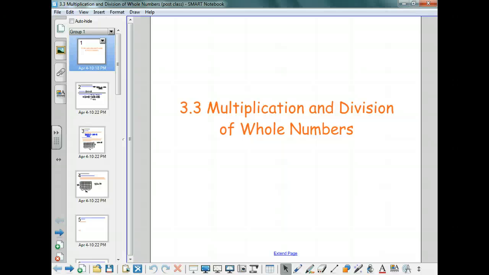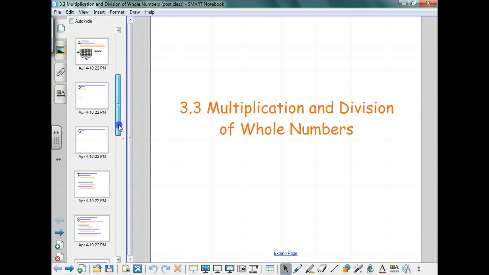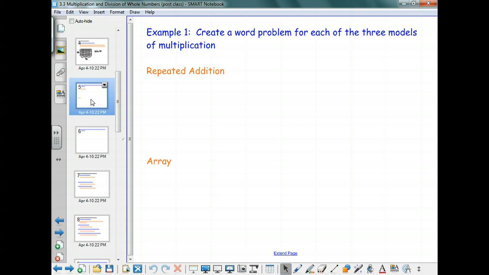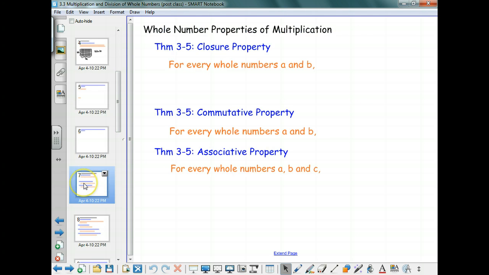All right, section 3.3. We're going to pick up where we left off. We are at the point where we were going to talk about, we already did these, didn't we? There. We're going to talk about the properties of multiplication. We have talked about properties of addition in whole numbers already. Some of these properties happen again, and we actually have some new properties to add to the list.